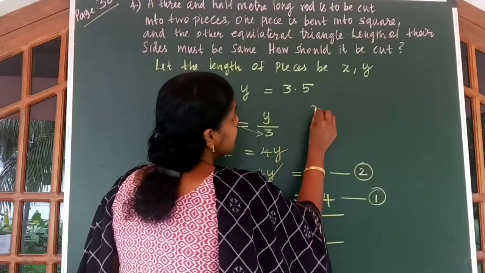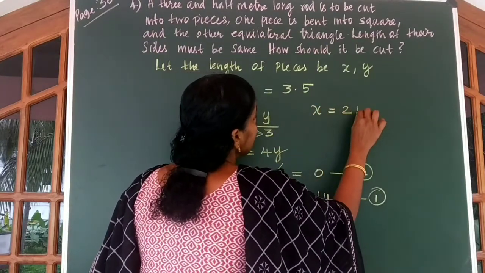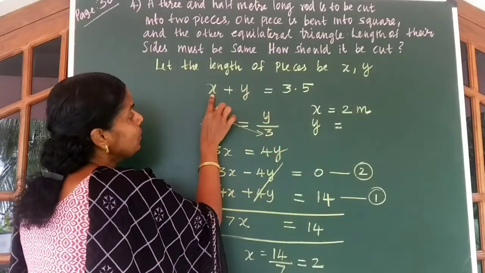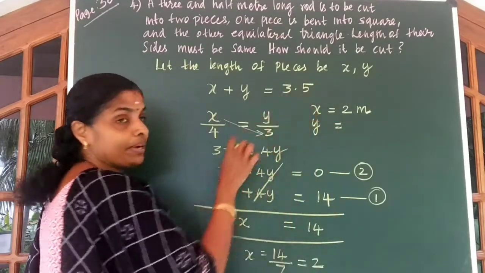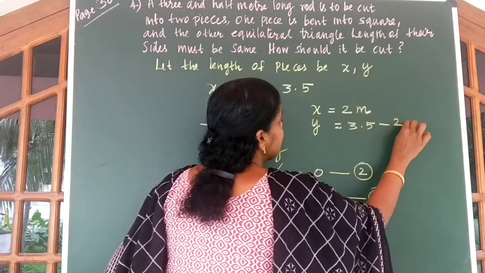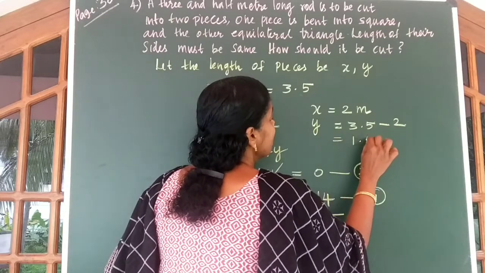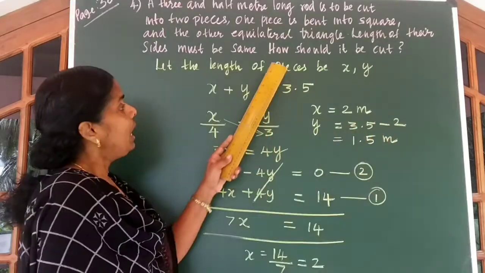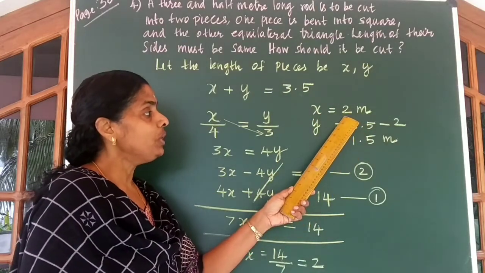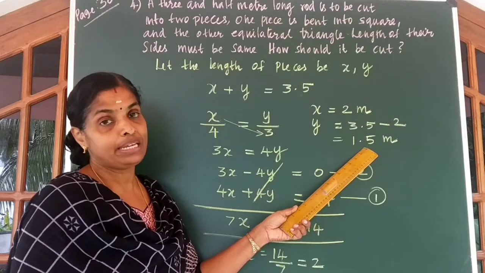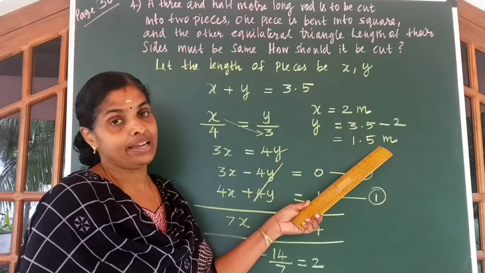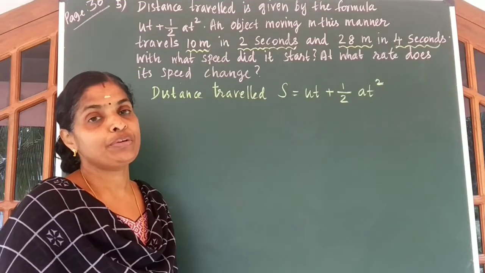We can write the answer as x is equal to 2 meter and y is equal to, what is y now? 2 plus y is equal to 3.5. So y will be equal to 3.5 minus 2, which gives you 1.5 meter. How should it be cut? So we can say it should be cut into 2 meter and 1.5 meter so as to form a square and an equilateral triangle. Come to the fifth question, children.